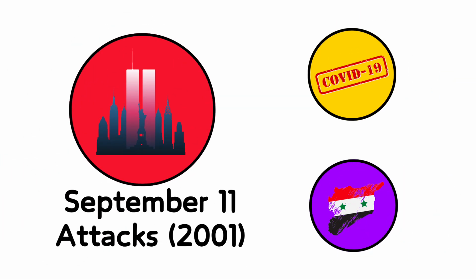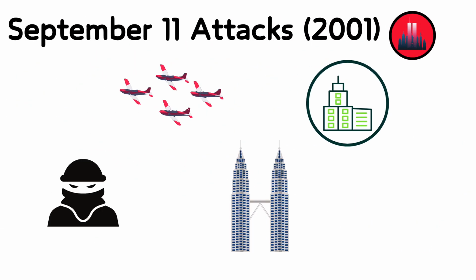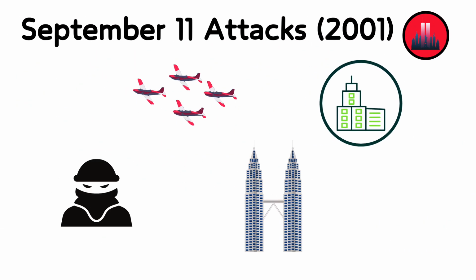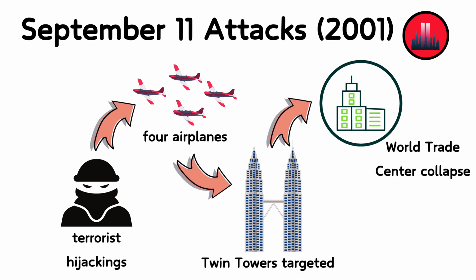September 11 attacks, 2001. On September 11, 2001, a group of terrorists hijacked 4 airplanes in the United States. They flew 2 of these planes into the Twin Towers of the World Trade Center in New York City, causing the towers to collapse.